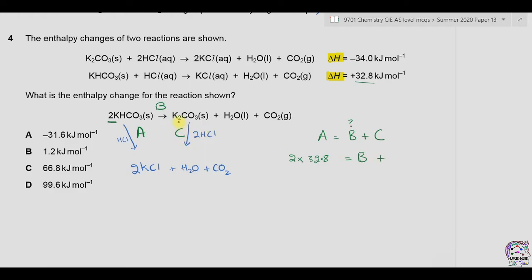The enthalpy change in C is 1 number of moles of potassium carbonate converts into salt, water and carbon dioxide. So we will write minus 34 kilojoule per mole. So it is 65.6 is equal to B minus 34, or B is equal to 65.6 plus 34, and it comes to be 99.6 kilojoules per mole. So therefore answer is D.